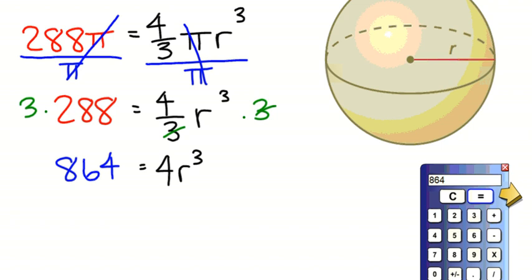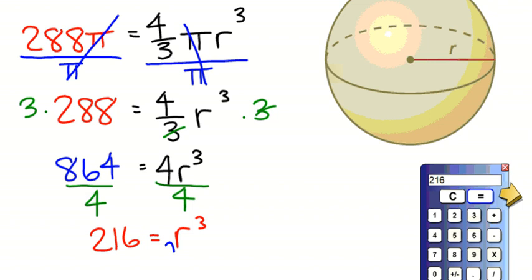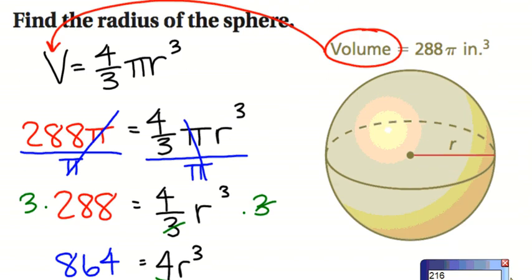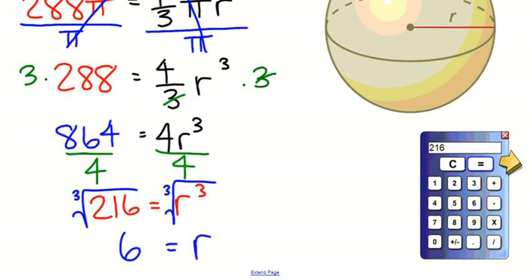Okay, continue to get r by itself. I'm going to divide by 4 on both sides. So we'll do 864 divided by 4 to get 216. And then to find the cube root, we'll show cube root on both sides. That is an important step. And the cube root of 216 is 6. Lastly, we're going to put units on it. This was in inches, so the radius would be 6 inches.